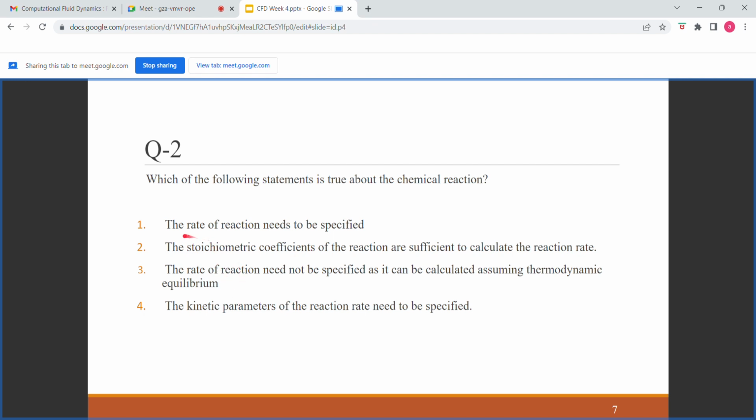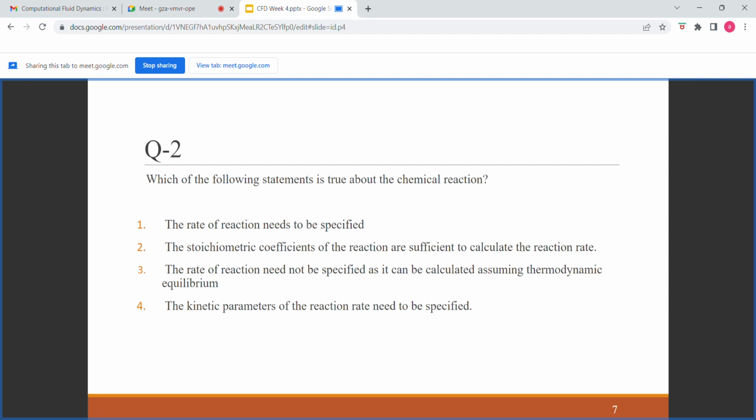So it is not required. It is given that stoichiometric coefficients of the reaction are sufficient to calculate the reaction rate. Stoichiometric coefficients of the reaction are required, but they are not sufficient to calculate the reaction rate. The statement that the rate of reaction need not be specified, as it can be calculated assuming thermodynamic equilibrium, is also not true.